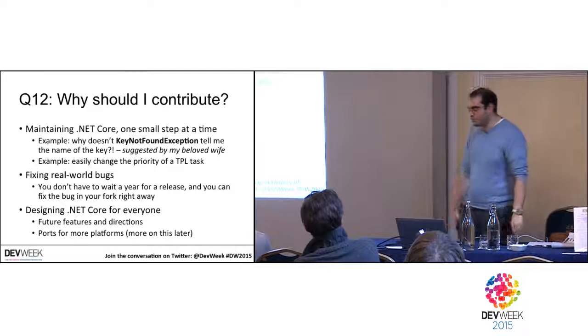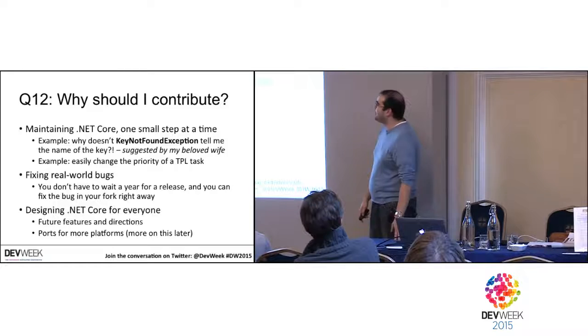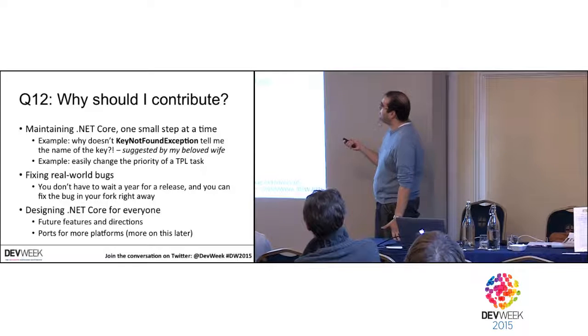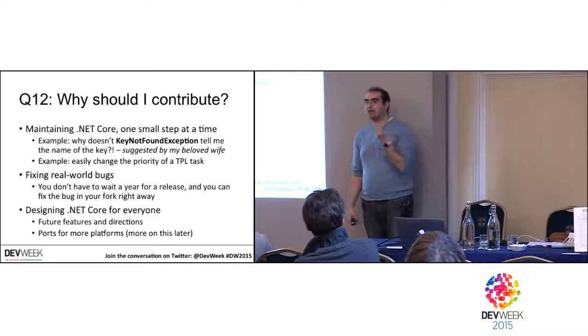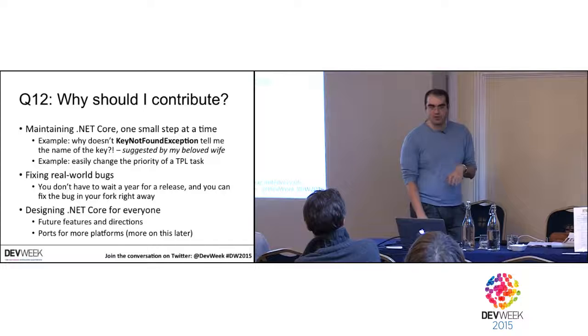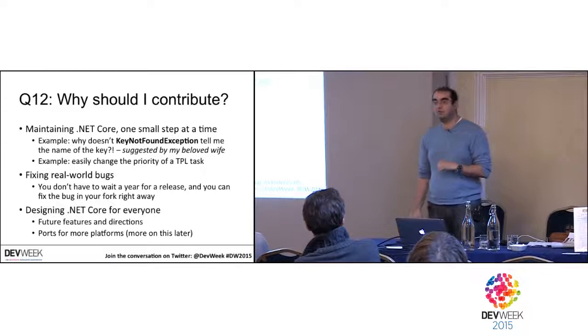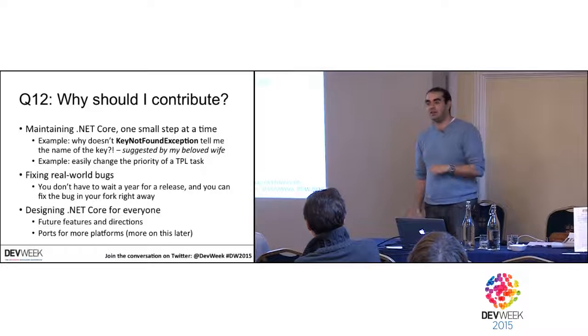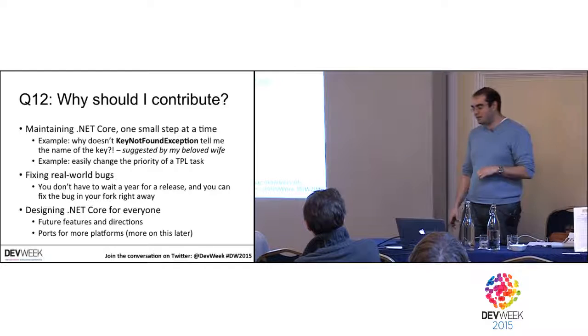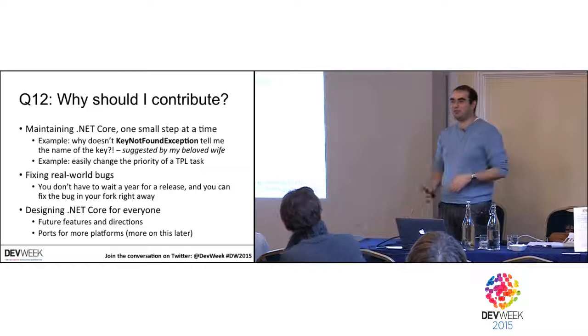She's also a software developer, and she does WPF a lot, she used to. And she was like, why does key not found exception not tell me the name of the key that wasn't found? So you try to look up a key in a dictionary, and it throws an exception, and it says a key was not found in a dictionary, but it doesn't say which key. And it could be so nice if it did. So that's what I'm going to show you later. I've added that to key not found exception.